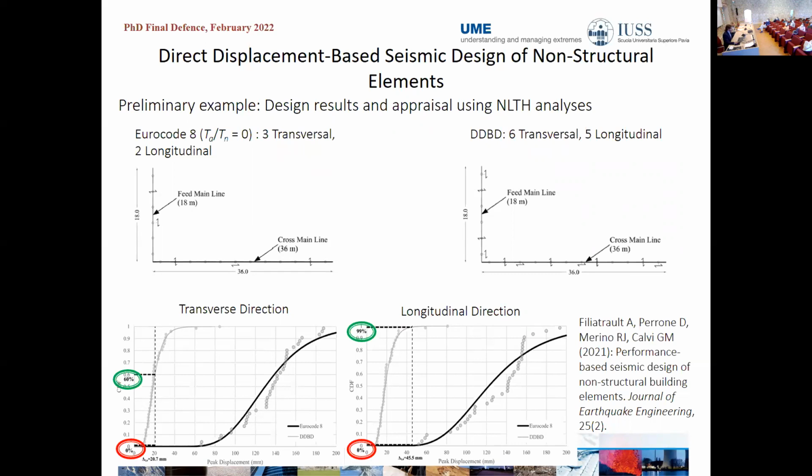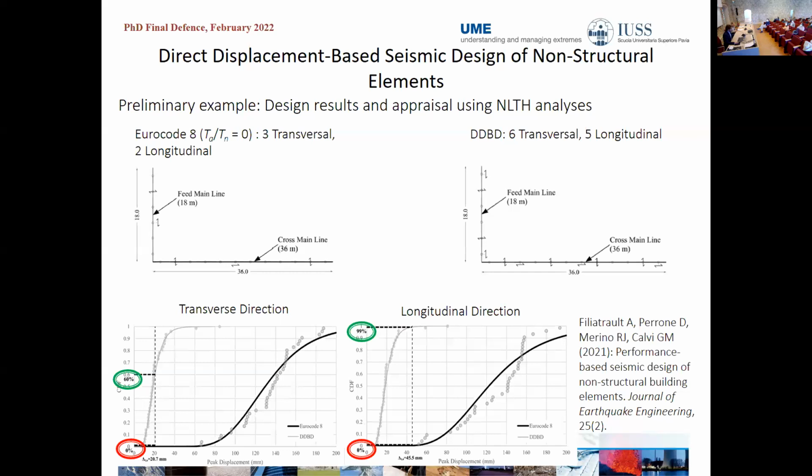So we appraised these designs using nonlinear time history analysis. We ran nonlinear time history analysis of the supporting frame, and then we recorded the floor accelerations at the top floor, and then we used that to run nonlinear time history analysis of the suspended piping systems. Using 40 ground motions, we followed this process, and then we recorded the peak displacements in both the transverse trapezes and longitudinal trapezes. And we fitted a lognormal distribution to these peak displacements.